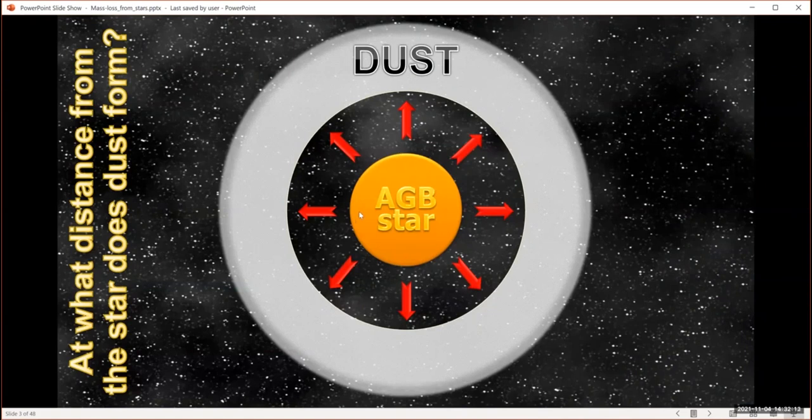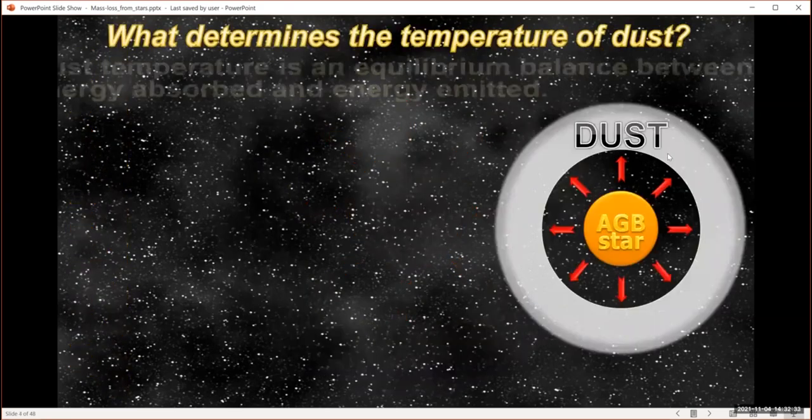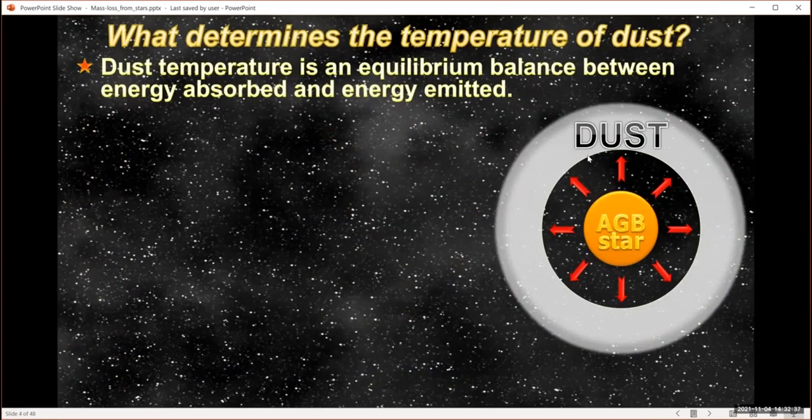So here I have my AGB star, and material is flowing away from the star as it's being levitated and pushed away. And at some distance, it's going to be cool enough to start forming dust. And so it's going to form out here. So this radius at which it's forming, that's basically the inner dust radius, and it is the inner radius of the dust shell. It's where the dust is first stable.